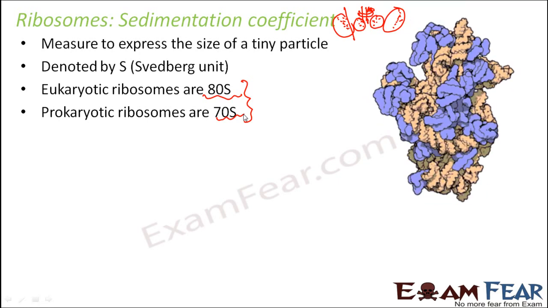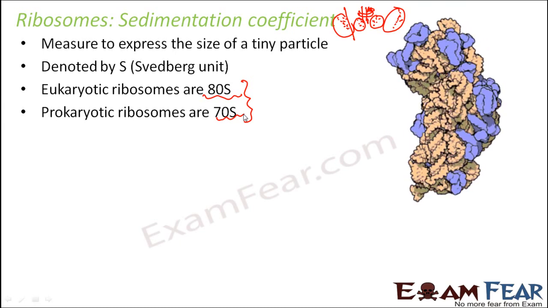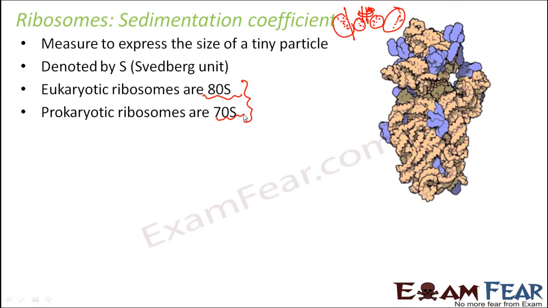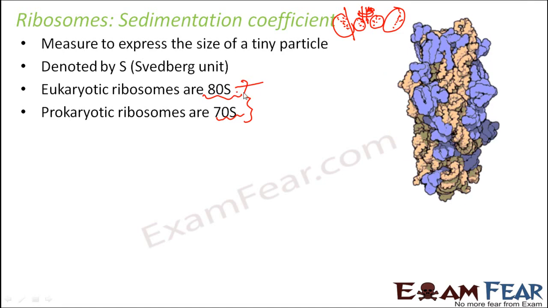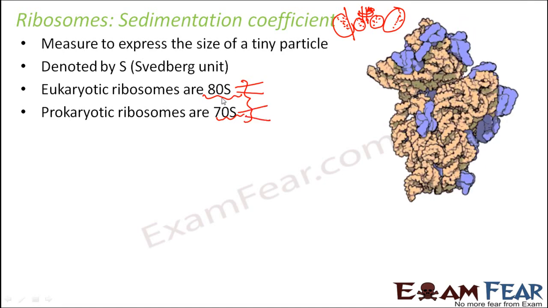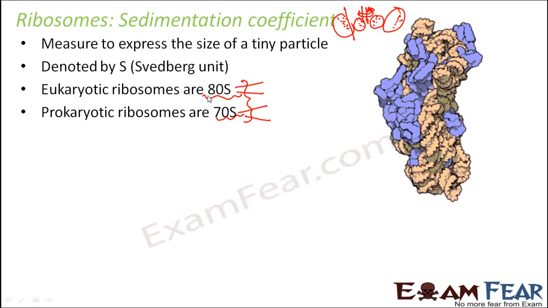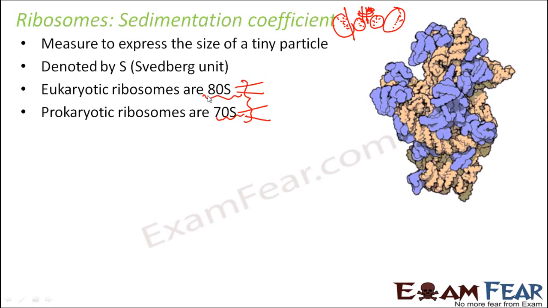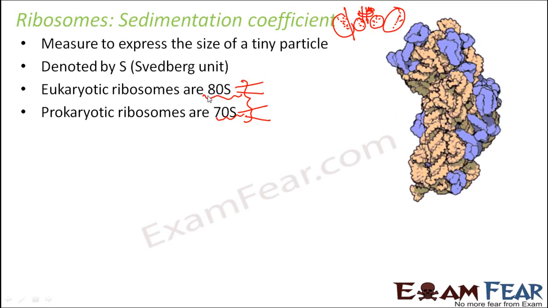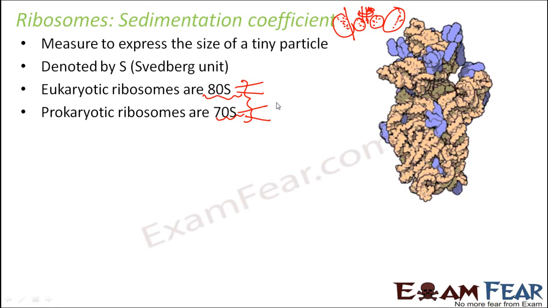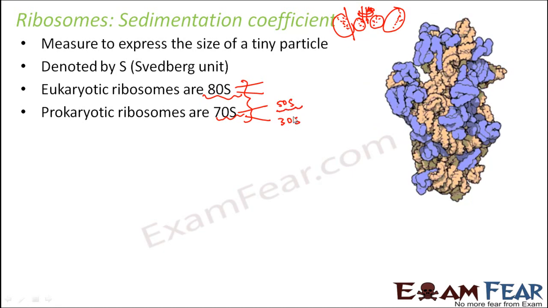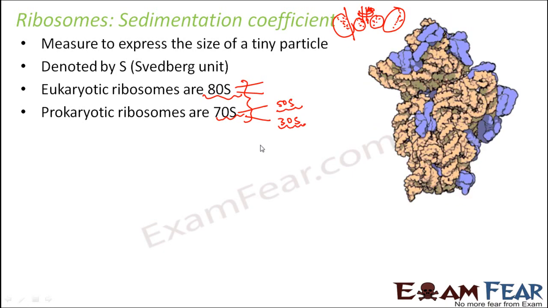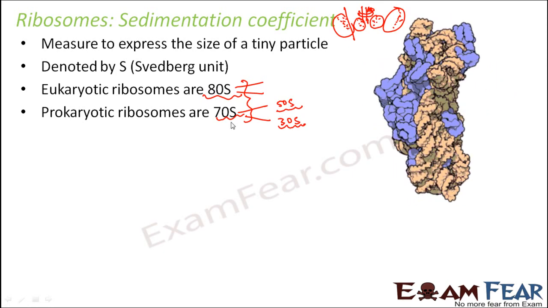So it is seen that eukaryotic ribosomes are 80S and prokaryotic are 70S. Now these 80S or 70S again consist of subunits. I mean, it is not just one unit which makes it. There are two subunits which together make these. For example, the prokaryotic ribosome consists of 50S and 30S. There are two subunits, one bigger and the other smaller. Together they form the ribosome.